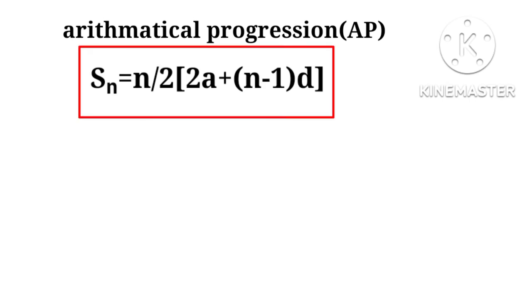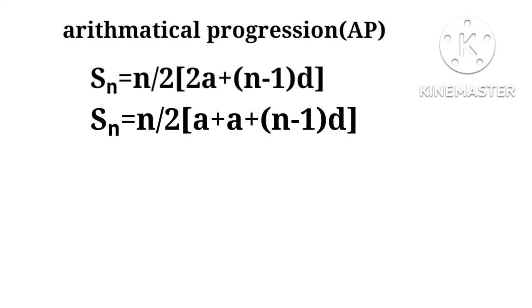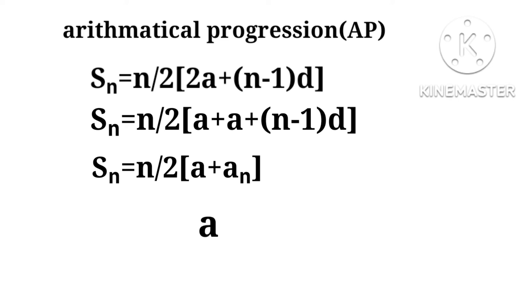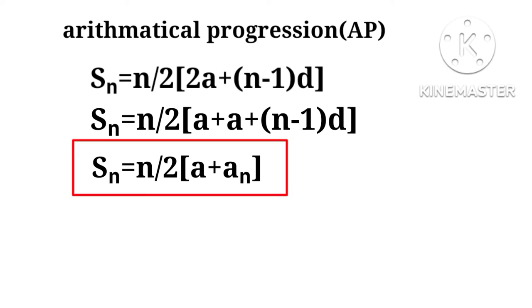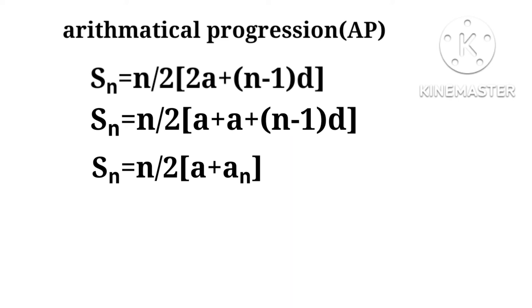Let a1, a2, a3, ..., an be n terms, their sum is given by Sn equals n upon 2 into 2a plus n minus 1 into d, or Sn equals n upon 2 into a plus n minus 1 d, which equals n upon 2 into a plus an. Hence, when the first and the last term are known, we may use this formula, Sn equals n upon 2 into a plus an.